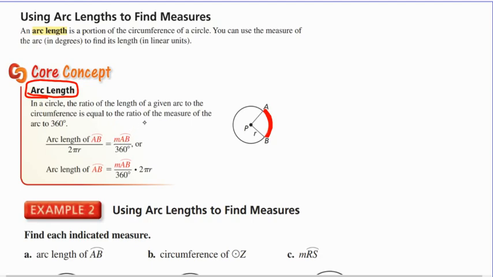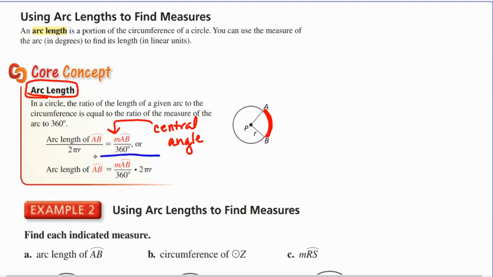Now this right here specifically, when you have an M in front, that means that they're talking about the size of the central angle. With the M means the size of the central angle, okay, over 360 degrees because that's all the way around the circle.